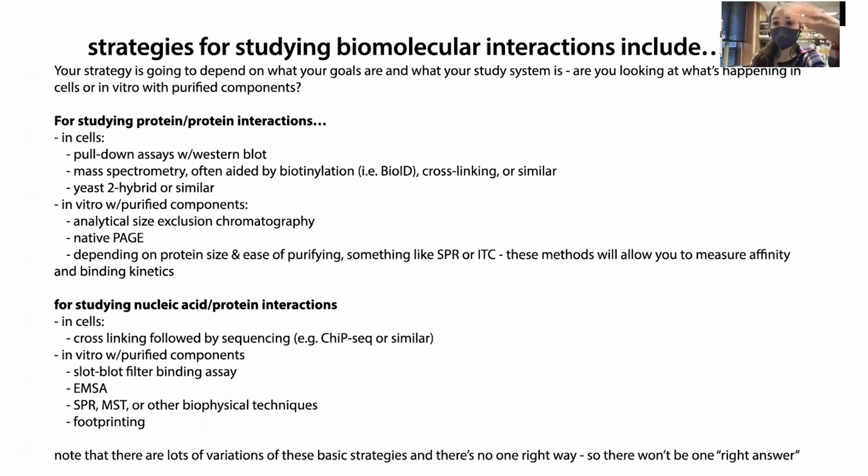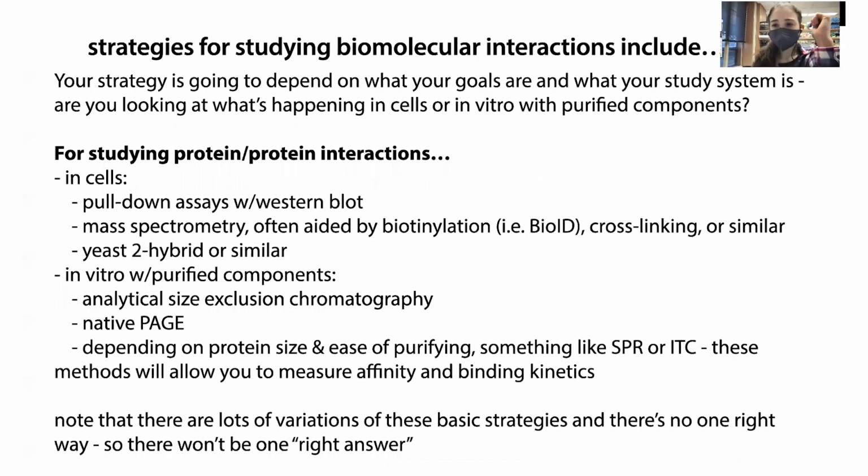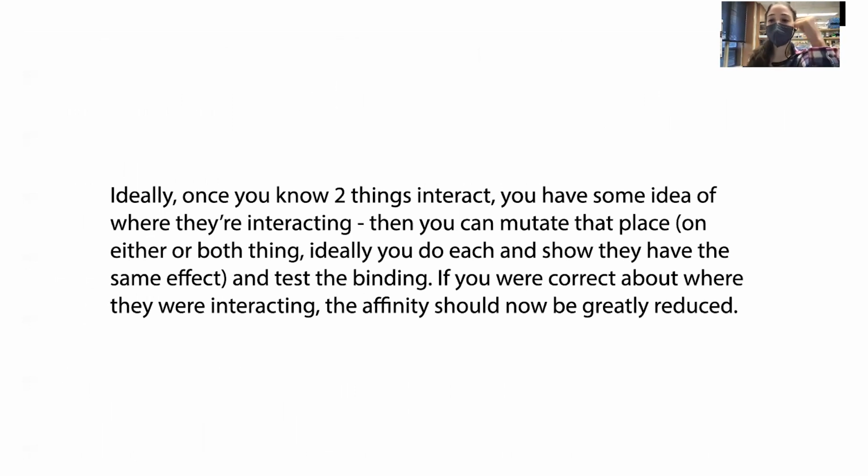So we have a protein and we want to see if it's interacting with other proteins or with nucleic acids. We can start from the point where we don't know what's interacting with what, or we can start from the point where we know what's interacting with what, and we want to study it further. Even if we know what's interacting, we might not know where they're interacting. So the real key thing is that ideally you'll figure out that two things are interacting and you'll know where they're interacting, like where on each molecule is involved in the binding.